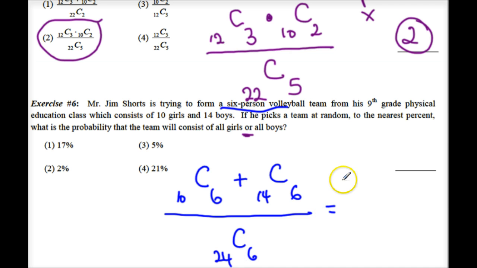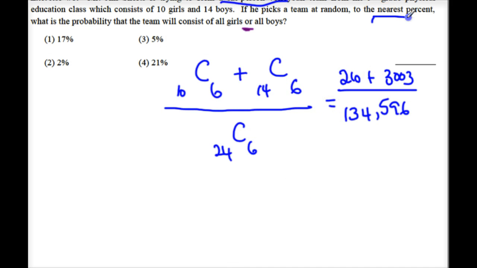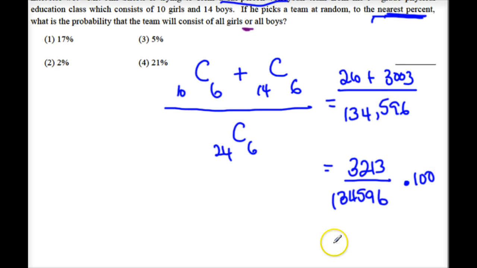If I was to work this out, I get 210 plus 3003. Sorry for the pause, I'm working these out as we go along. And then the total outcome is 134,596. Now it says to the nearest percent. That's my keyword. So that means I need to simplify this. This is actually 3213 over 134596, and I want to multiply this by 100 because they asked me for percent.